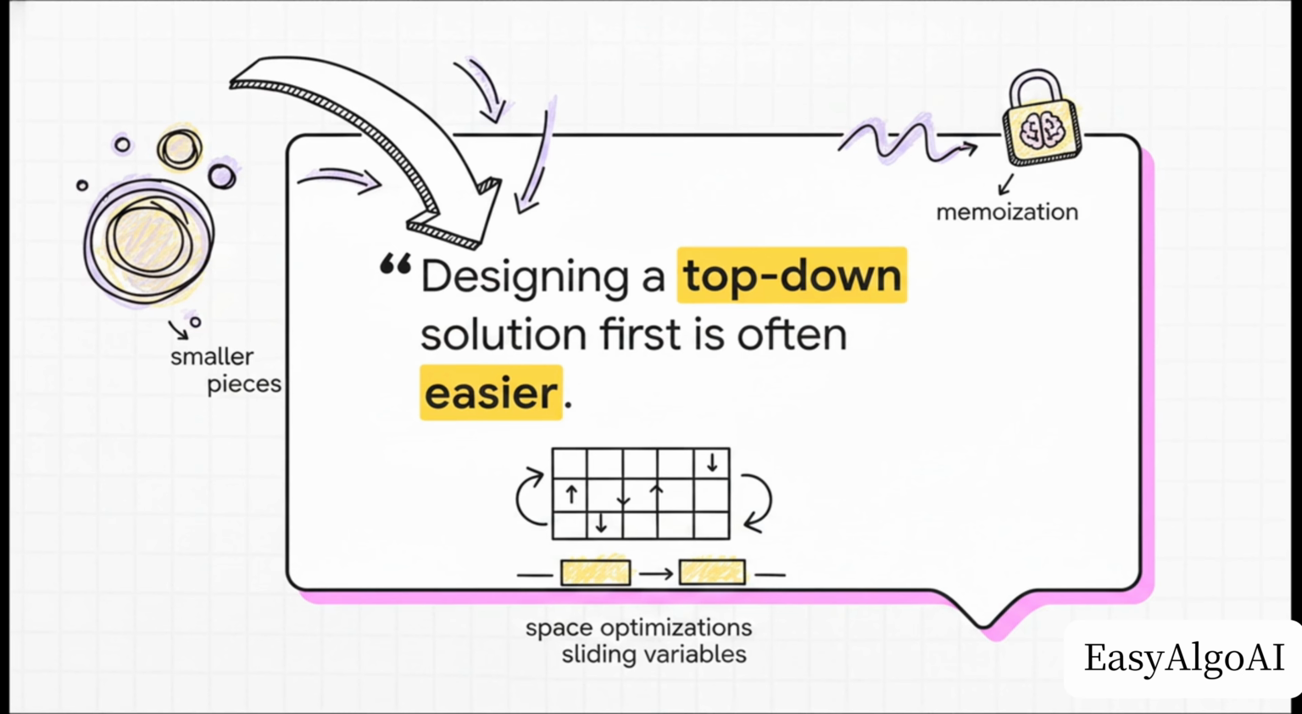And finally, look for space optimizations like our two sliding variables. Eventually, you'll get so good at this mapping you might skip the top-down step entirely. But seriously, it is always your most reliable safety net.